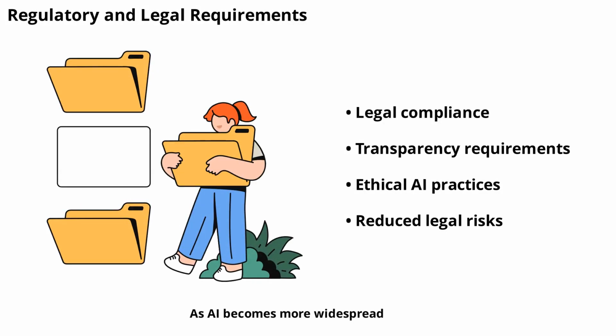As AI becomes more widespread, governments and regulatory bodies are introducing rules to ensure transparency and accountability. In some regions, laws require organizations to explain automated decisions, especially when they affect individuals' rights. Explainable AI helps companies comply with these regulations by making their systems more transparent and auditable. This not only reduces legal risks, but also demonstrates a commitment to ethical AI practices.